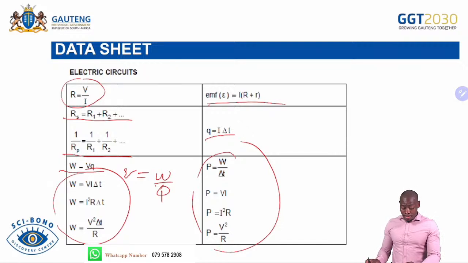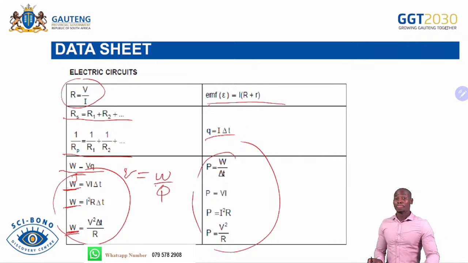So these are the equations, learners, that we can use to calculate electrical energy transferred, or electrical energy used. This is energy or work done, and remember, it is measured in joules. I hope we are aware of these equations. They are there on your data sheet, so there's no need for you to memorize them, but you should know that they are there.